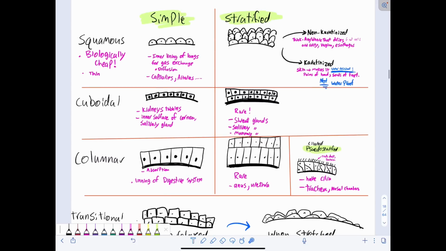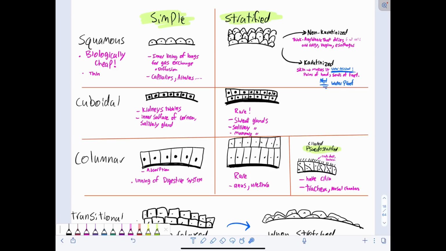Now we're talking about columnar. Columnar, they are taller than they are wide, and so simple columnar is found in the digestive system, particularly in the small intestine, and their job is for absorption. And remember, it's simple because it's just one layer of cells on top of the basement membrane.